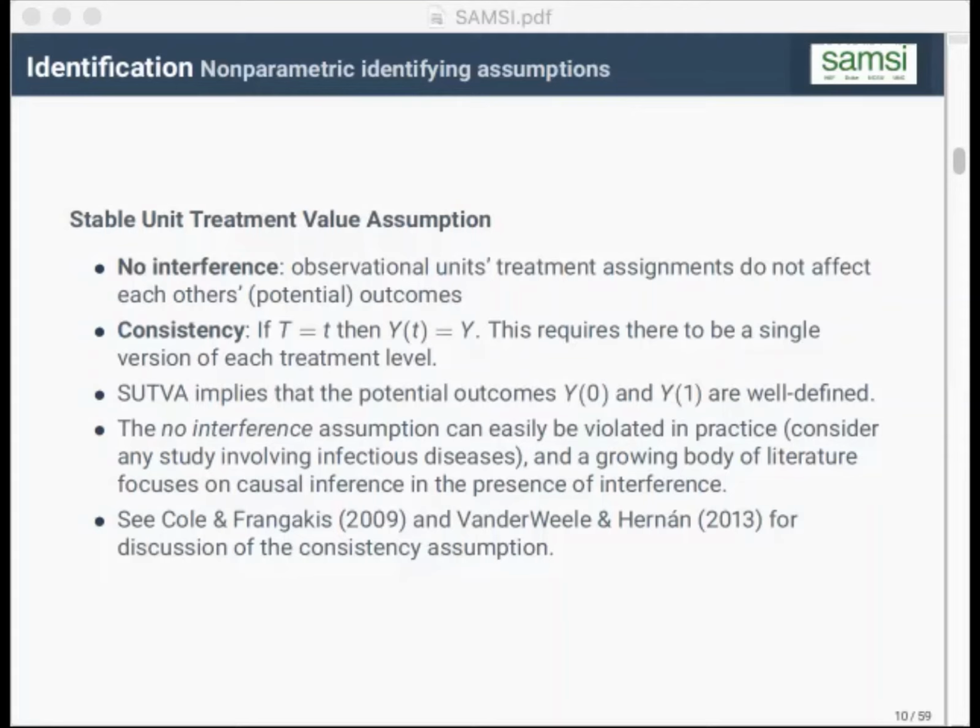The second component of SUTVA is consistency. The consistency assumption says that if a particular unit is observed to have treatment little t, then that unit's observed outcome is equal to the counterfactual Y of little t. And this assumption requires that there's only a single version of each treatment. So again, it's telling us that Y(t) is a well-defined random variable.